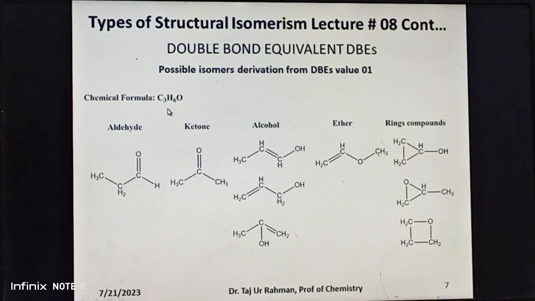This is another molecular formula with DBE value of 1 and contains an oxygen atom. As this molecular formula C3H6O contains an oxygen atom, we can imagine that its possible structural isomers may comprise aldehyde, ketone, alcohol, ethers and some ring compounds.